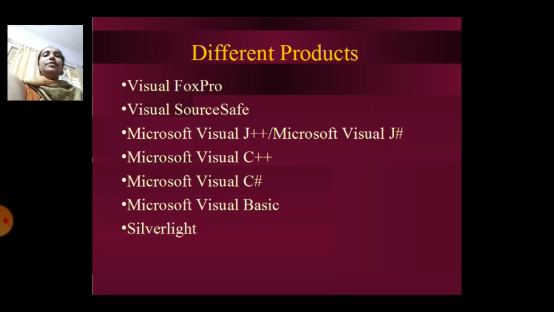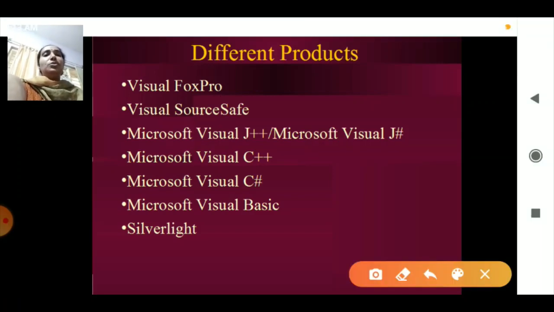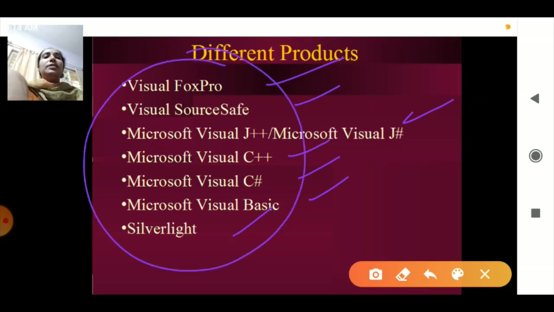The different products which support Visual Studio are Visual FoxPro. You have Visual SourceSafe, which will make your data safe. Then you have Microsoft Visual J++ or Visual J#. Then you have Microsoft Visual C++, Microsoft Visual C#, Microsoft Visual Basic, and Silverlight. All these are the various products of Microsoft Visual Studio.